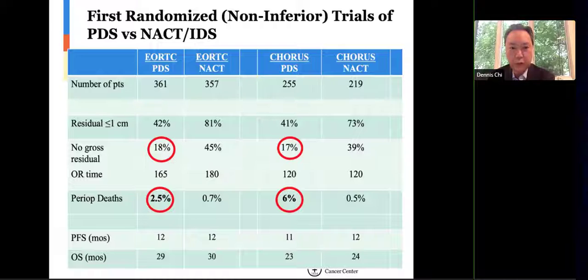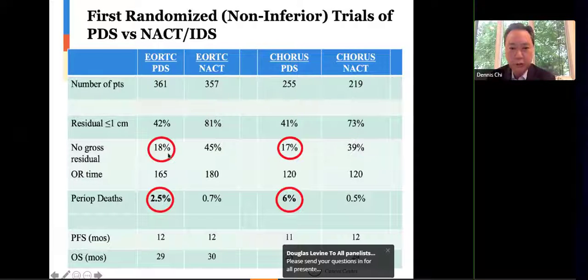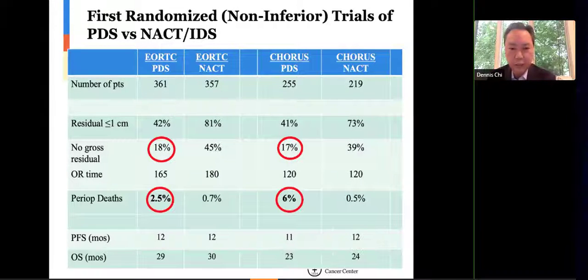Well, the problem with the first 2 randomized trials was, if we are to believe that complete gross resection is the goal of primary debulking surgery, then less than 1 out of 5 patients got the assigned treatment. As I say many times when I give this talk, opening up somebody's abdomen and exposing it to air is not therapeutic. So less than 1 out of 5 patients got the assigned treatment.